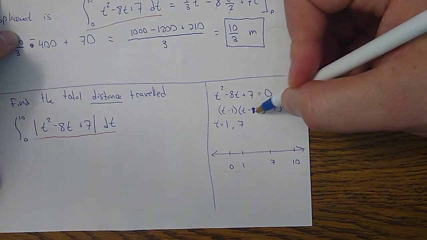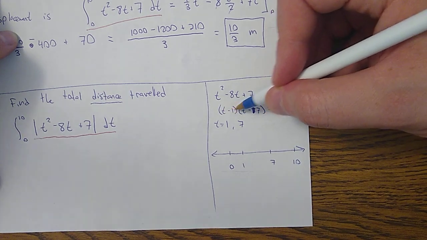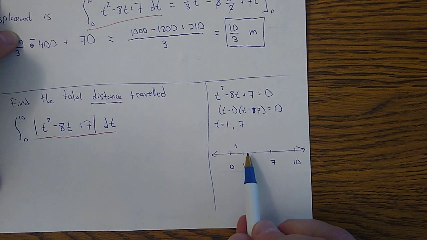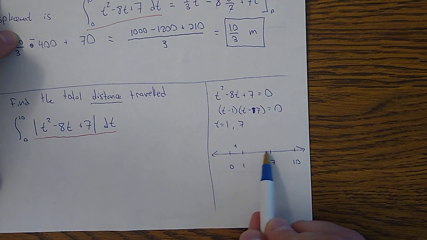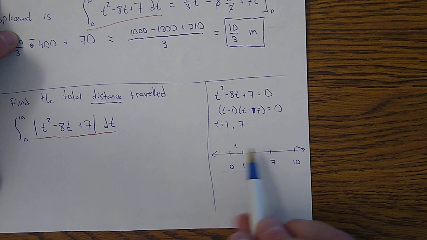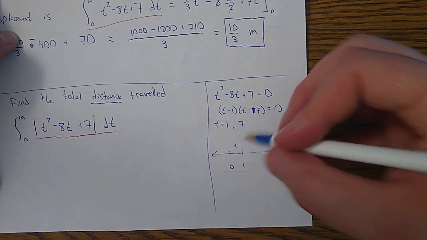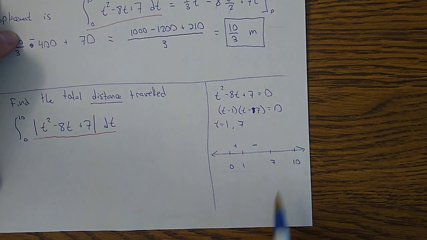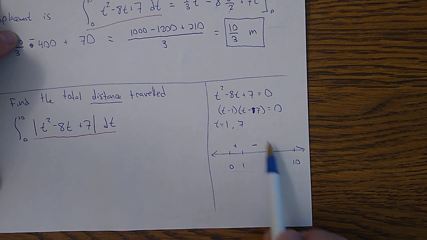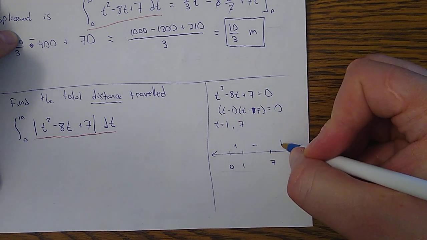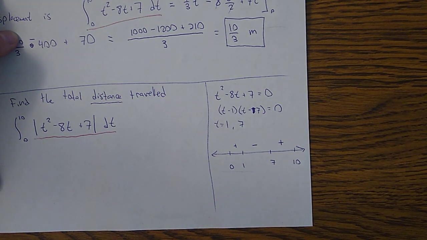If I put that in here, I'm going to get a negative number times another negative number, so that would be positive. If I put in some number in here, like say t equals 2, I would get 1 times negative 5, which is a negative number. If I put in a number here, like say t equals 8, I would get a positive number times a positive number, so that's positive.